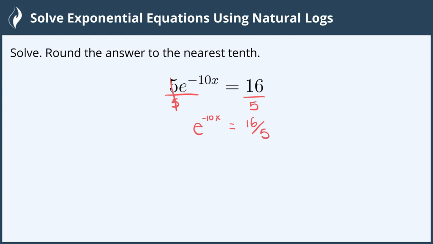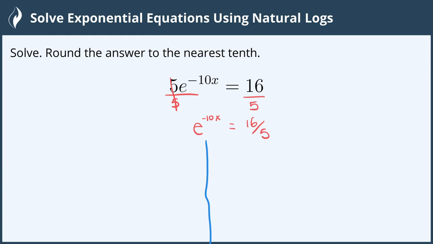We can rewrite this exponential equation as a logarithm using the definition of logarithm, or we can take the natural log of both sides using the one-to-one property. Both will work perfectly fine, and you can use whichever one makes most sense to you. I will show it both ways. We'll do one on one side and one on the other.